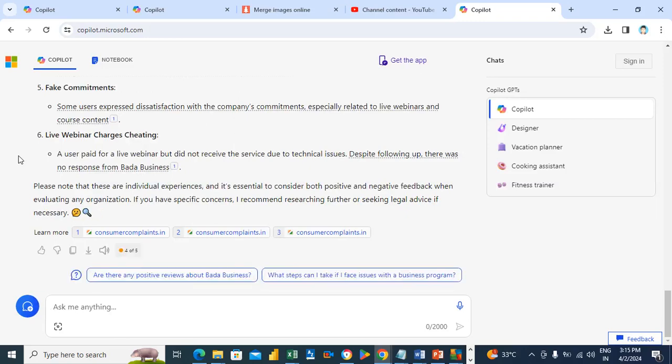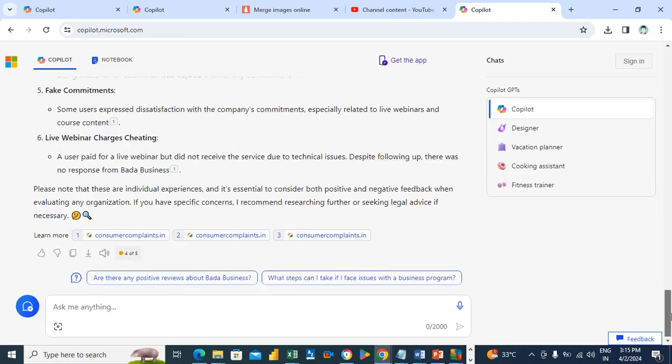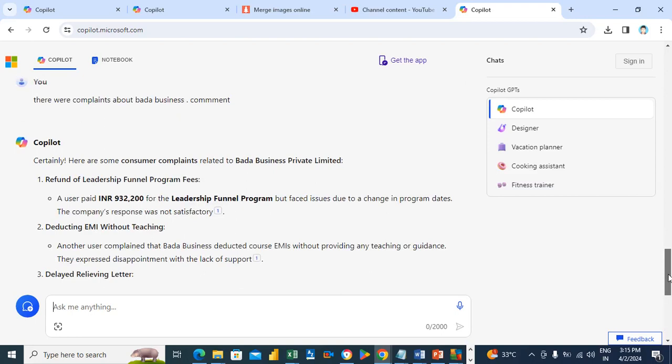So ChatGPT highlighted some issues regarding Bada Business. Okay, and a user had paid 9,32,000, which is close to 1 million rupees. If you convert that into dollars, it's approximately 11 or 12 thousand dollars, and that's a lot of money in India. Okay, especially for a middle class person. They paid for a leadership funnel program but faced some issues. The company's response was not satisfactory, and I'm assuming that the money may not have been refunded.